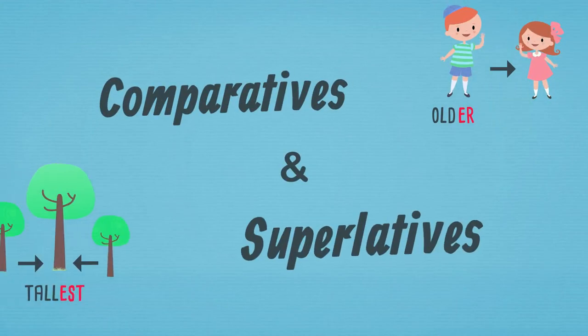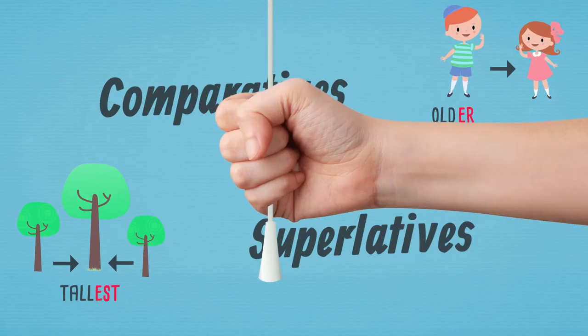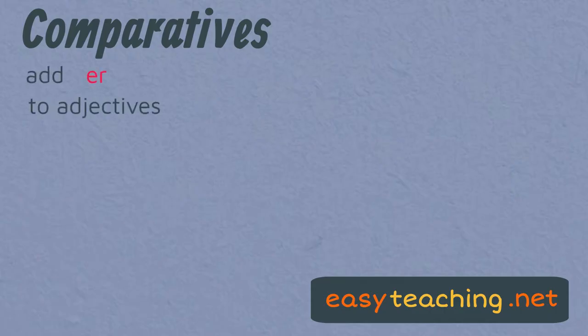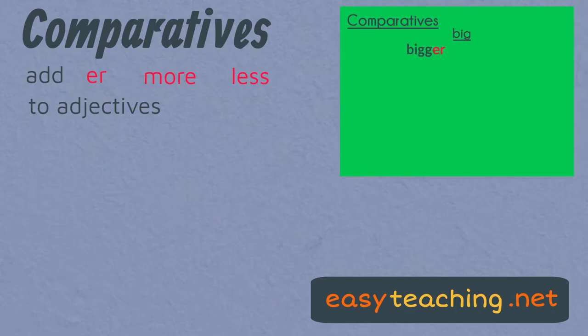Comparatives and superlatives. We'll start with comparative adjectives. To form regular comparatives, we add ER to adjectives, or the words more or less. Big, bigger. Interesting, more interesting. Fast, faster. Hot, hotter.